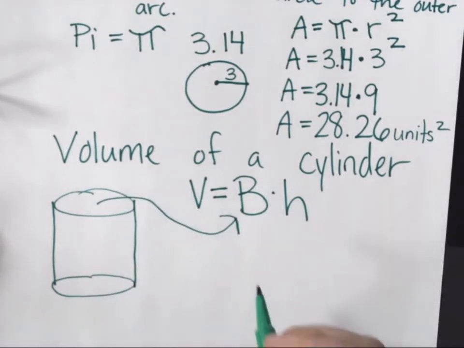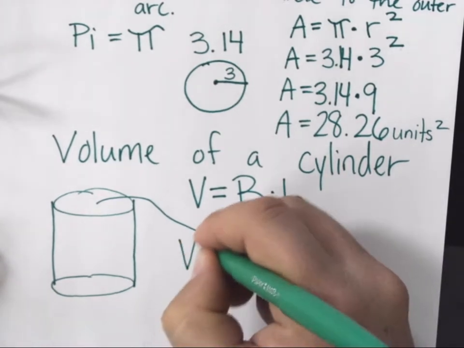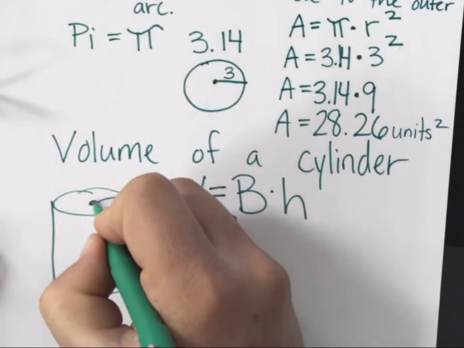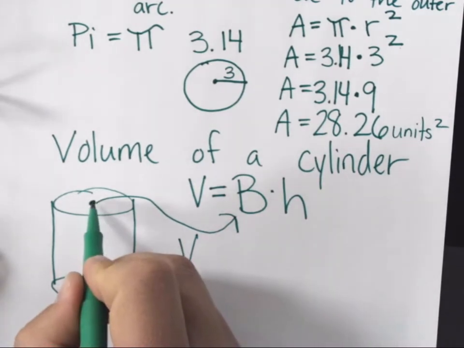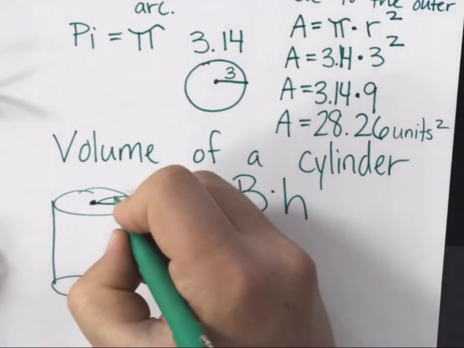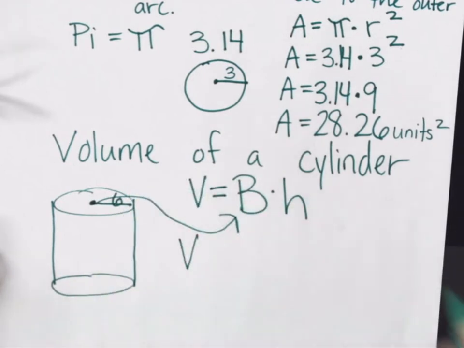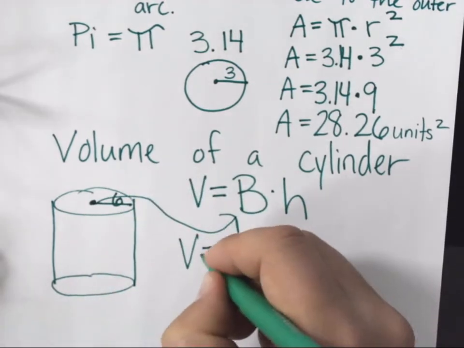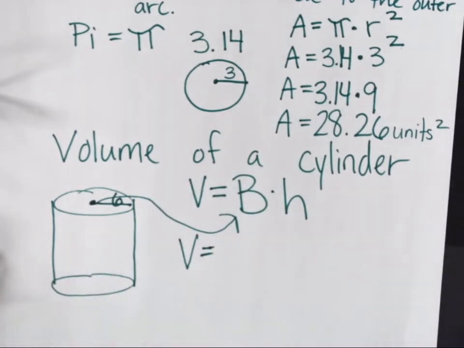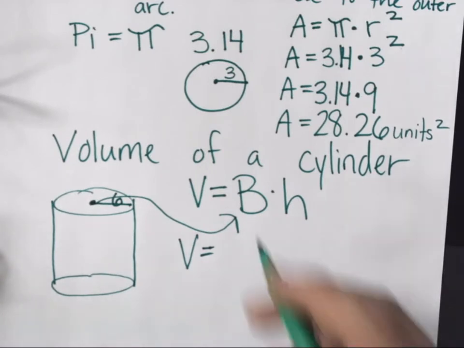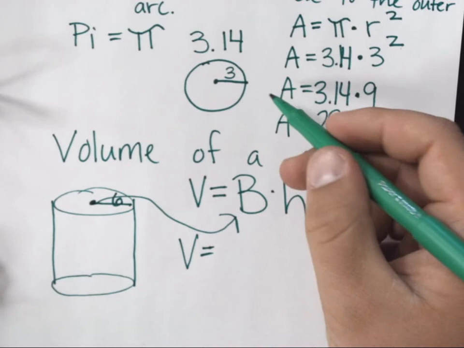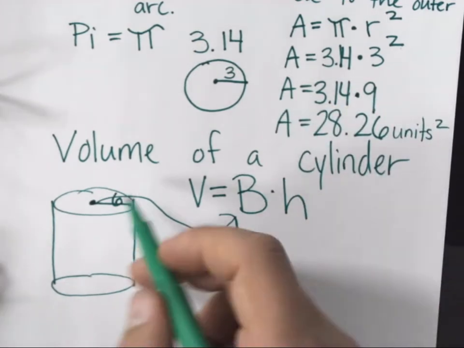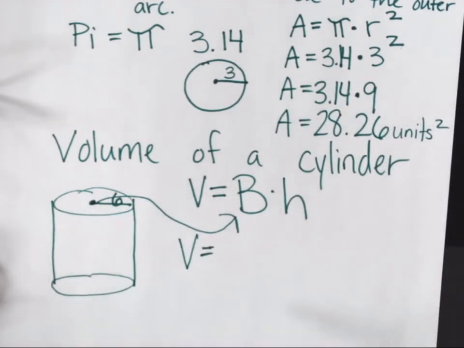Okay, the area of my circle. So if I wanted to find the volume of this shape, first I would need to know that the center of that circle is here, and the radius of that circle is, let's say, 6. So if I wanted to find the volume of this shape, first I would have to find the area of the base, which is, like we just learned up here, pi r squared gives us the area of my base.